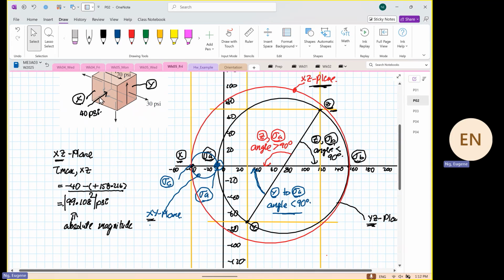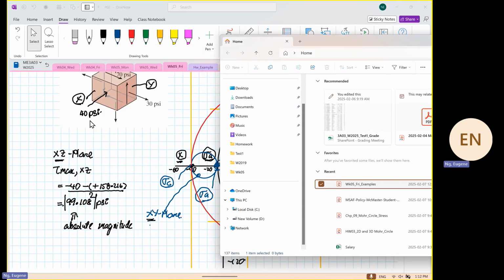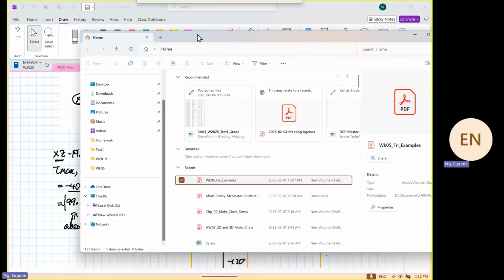Right, I'm going to pick another question, and this is the hardest question that you can ever get on this topic. Okay, so I'm going to do this. Hold on, bear with me.